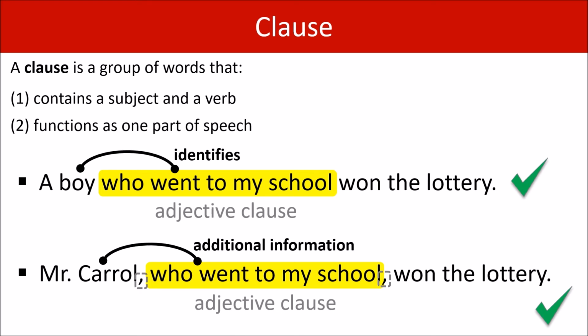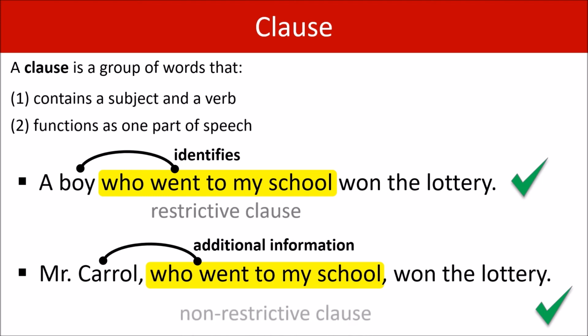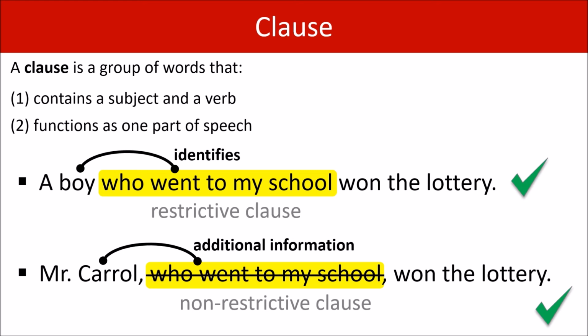Let's do a little bit of terminology. An adjective clause that identifies its noun is called a restrictive clause. You have to use it. An adjective clause that is just additional information about its noun is called a non-restrictive clause. You do not have to use it. In fact, you could delete it. And to show that, it is offset with commas.